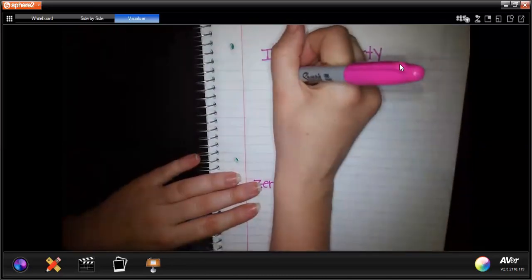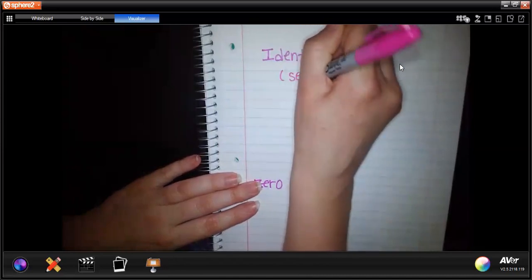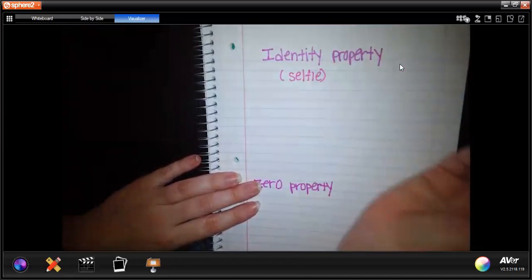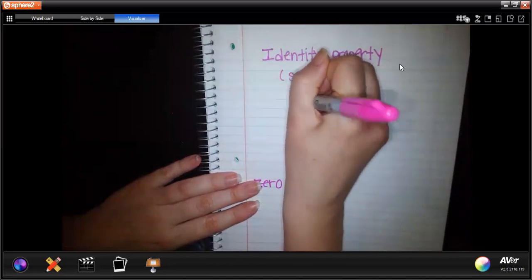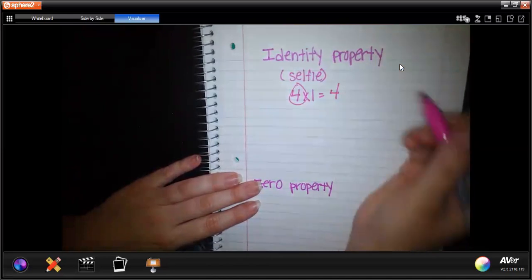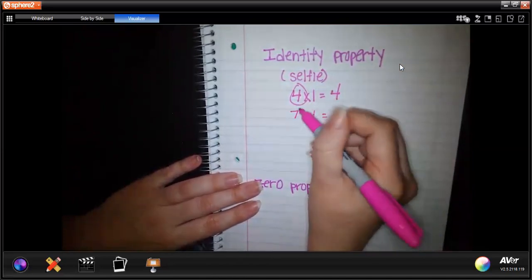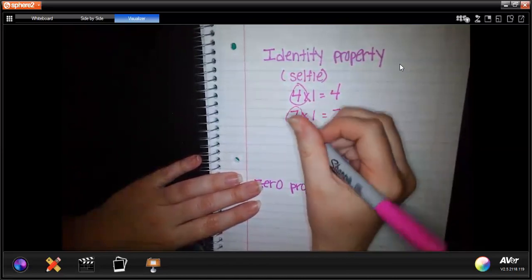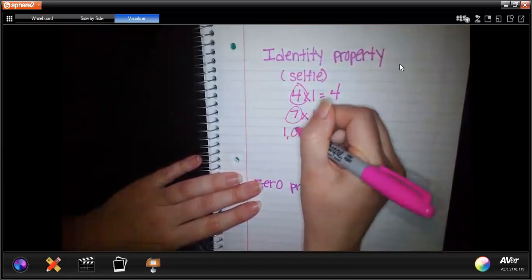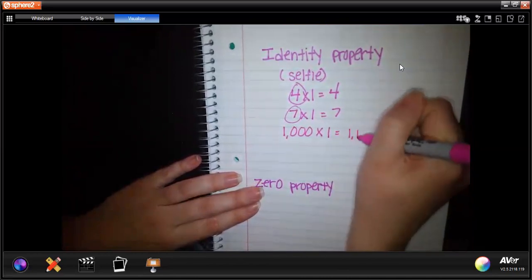The next property we're going to go over is the identity property, meaning anything multiplied by 1 is itself. What I call this property is the selfie property. It's like looking in the mirror. So if I multiply 4 times 1, our product is going to be 4. If we multiply 7 times 1, our product is going to be 7. Even if we would multiply 1,000 times 1, we know the answer is 1,000.